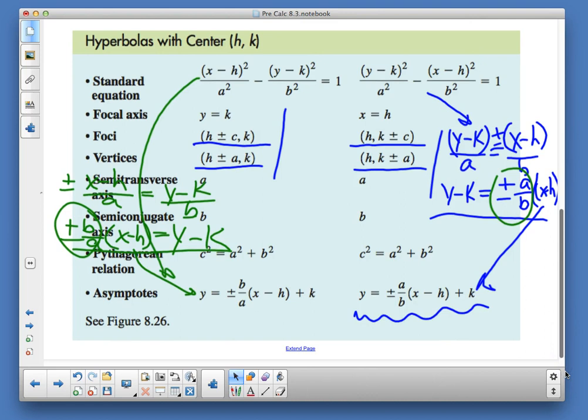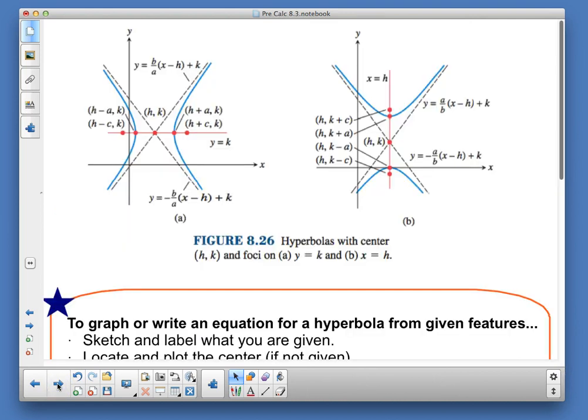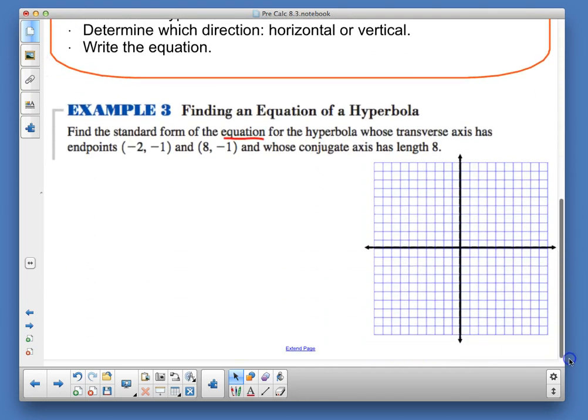Now, with that said, maybe the relationship of the graph itself is just one more step with h and k. So let's go for checking out what an example would look like for this. Find the standard form of the equation of the hyperbola whose transverse axis, remember transverse axis is 2a, has endpoints negative 2, negative 1, and 8, negative 1. I just found out the transverse axis was 10. Negative 2, negative 1, and 1, 2, 3, 4, 5, 6, 7, 8, negative 1. I just found out that it's 10 apart, that my center is 5 away, so A is 5. So it's 1, 2, 3, 4, 5. So my center is 3, negative 1.